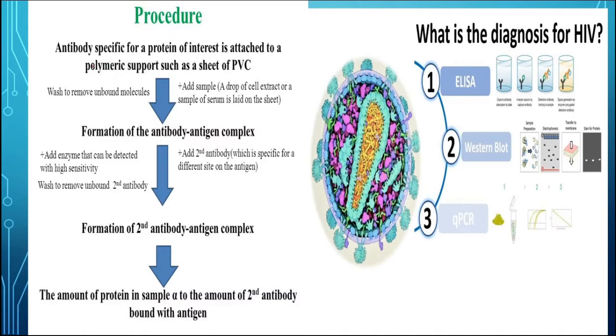Here the procedures are: an antibody specific for a protein of interest is attached to a polymeric support such as a sheet of PVC. Then formation of the antibody-antigen complex, that means the interaction occurs between the antibody and antigen, and formation of a second antibody-antigen complex, and the amount of protein in the sample is proportional to the amount of second antibody bound with the antigen. So this helps in diagnosis of a particular disease.